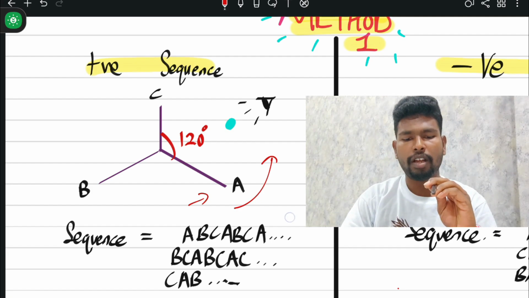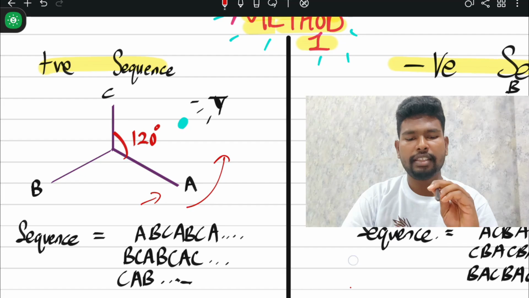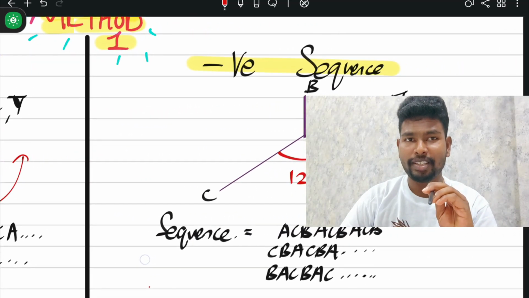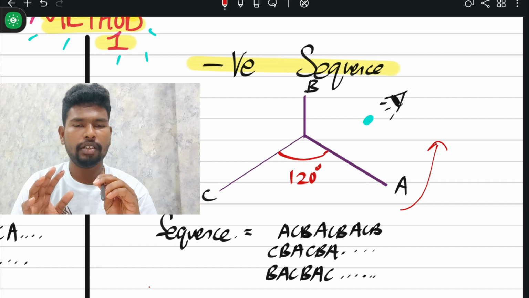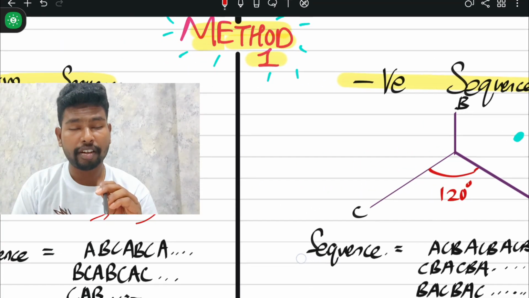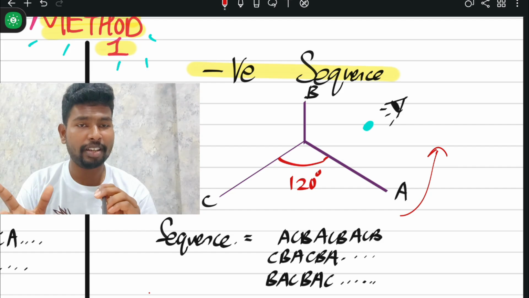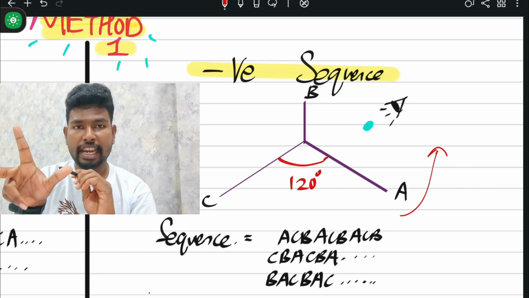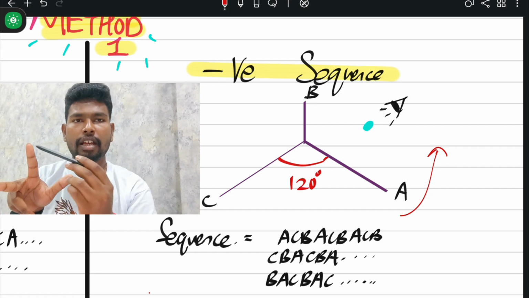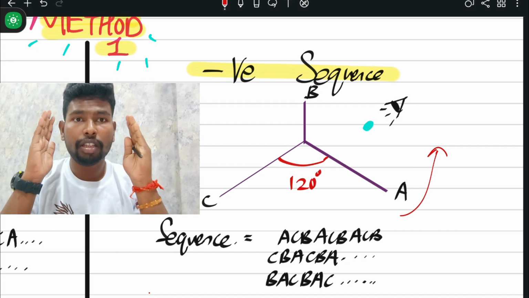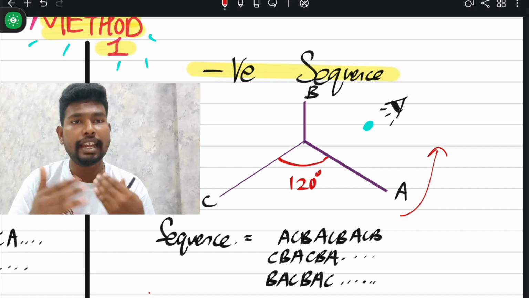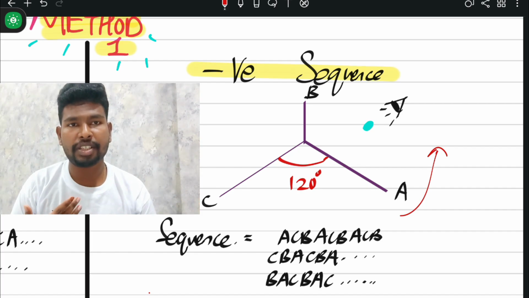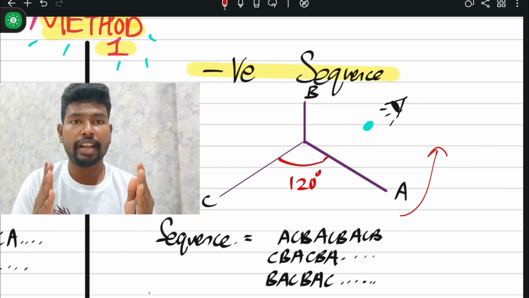Same on the other side. For the negative sequence, it's the opposite. Actually it's the same diagram, just the labeling is different. Now I label it as A, C, B. Remember, lock the rotation direction. In this case, I assume anti-clockwise direction. Just choose one direction.